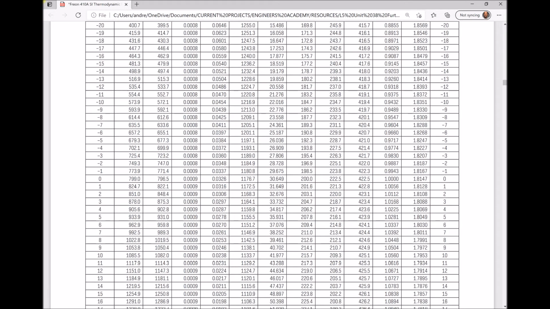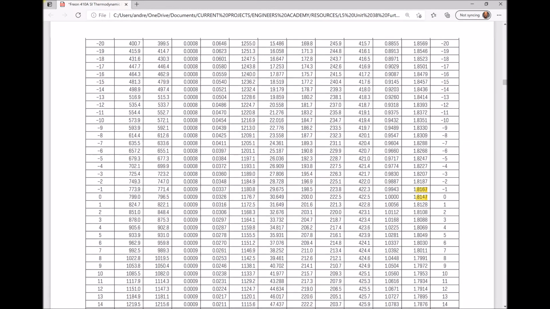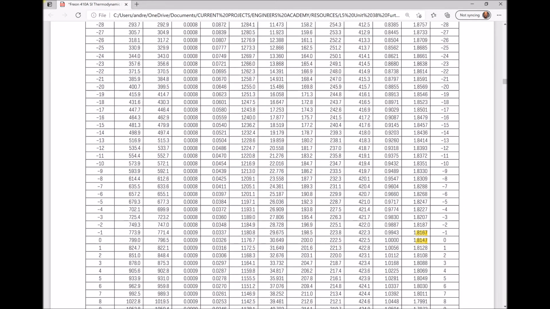Well, what we see here is we have a couple of values. We have a value 1.8147, which is below the value we're looking for. And we have a value 1.8167, which is above the value we're looking for. Let's just scroll up slightly so we can see our headings.